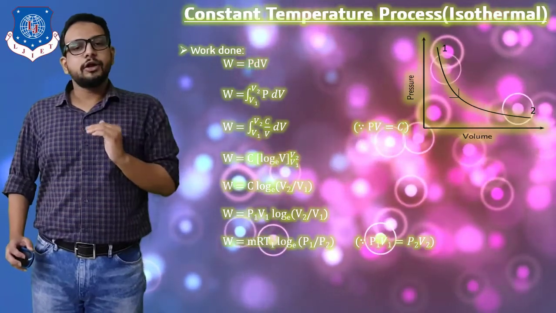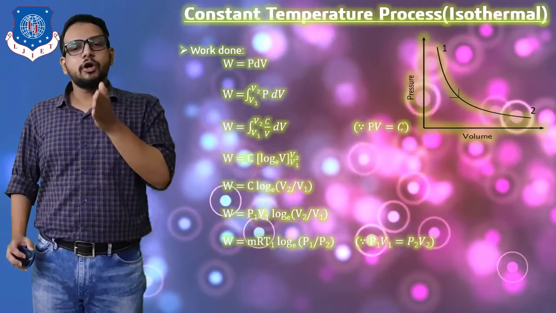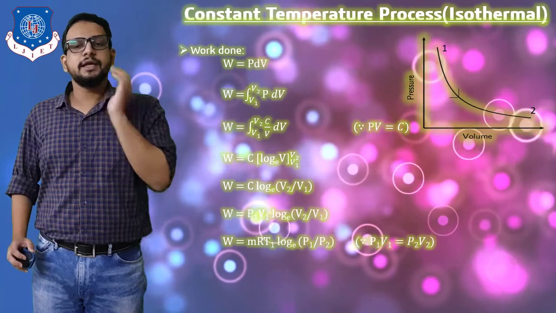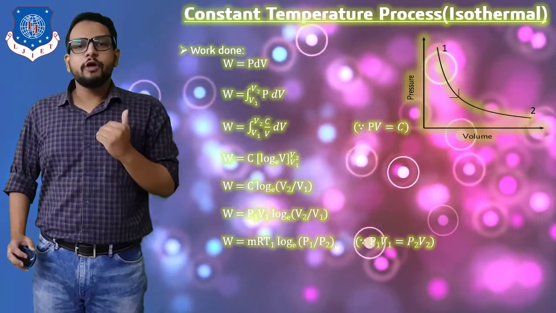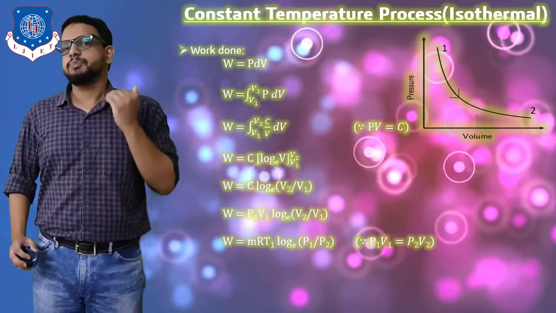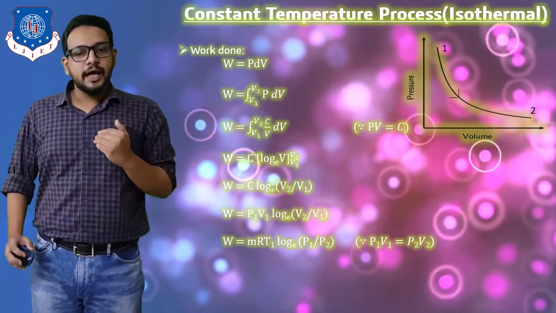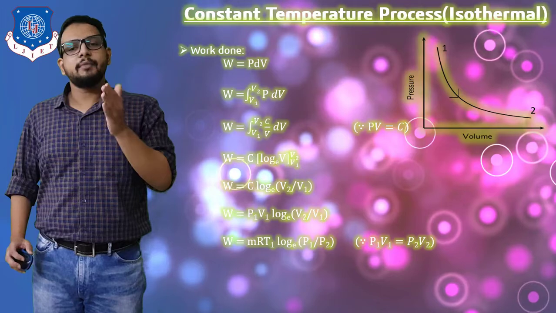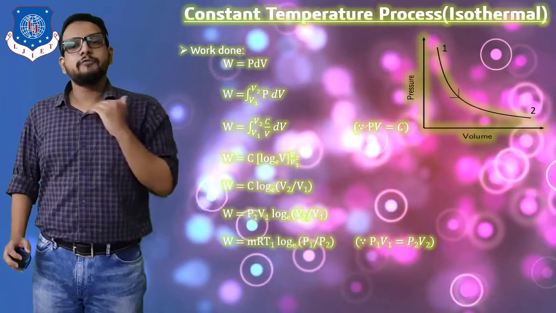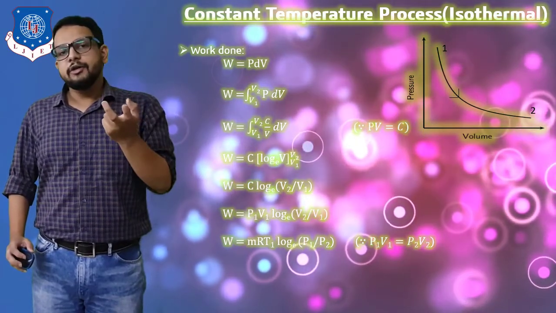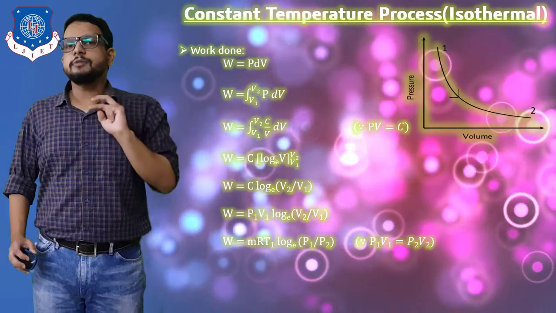So substituting the value, W is equal to P1 V1 log V2 by V1 to the base e, and we can write from the characteristic gas equation that P1 V1 is equal to mRT1. So further I have written the equation W is equal to mRT1 log V2 by V1. Now we can even write V2 by V1 in terms of pressure.